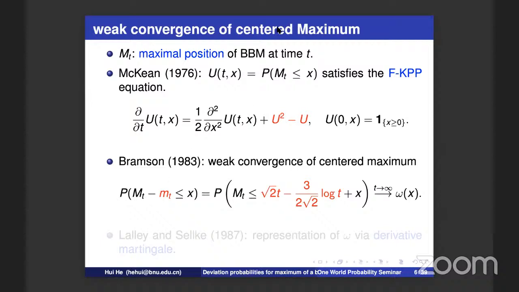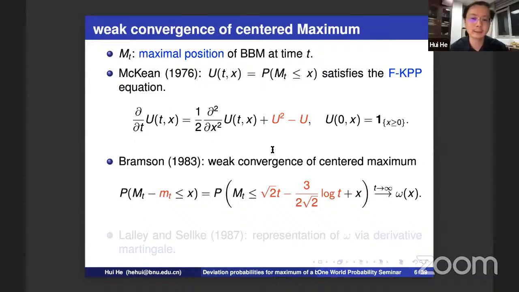Sorry? From what point does the Brownian motion start? From 0? Yeah, yes, true. At the very beginning, the ancestor starts from 0.